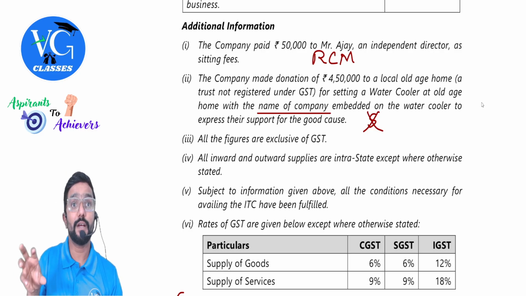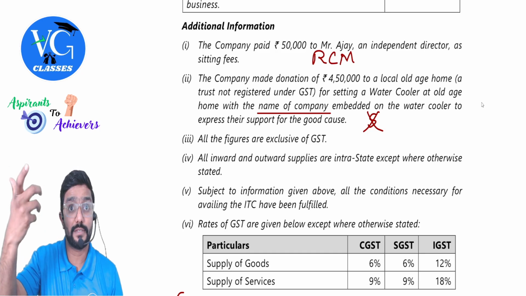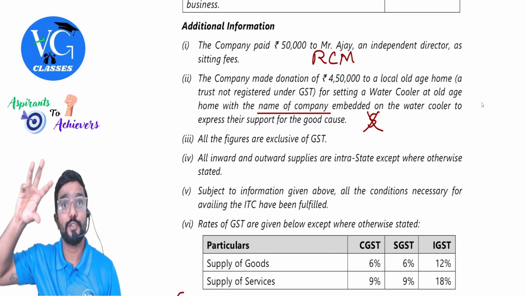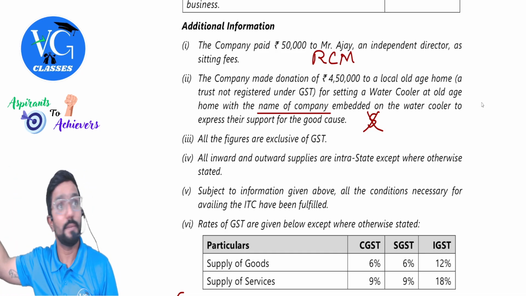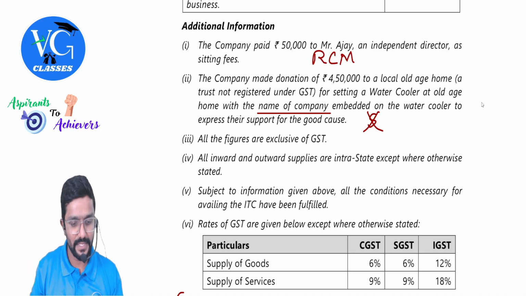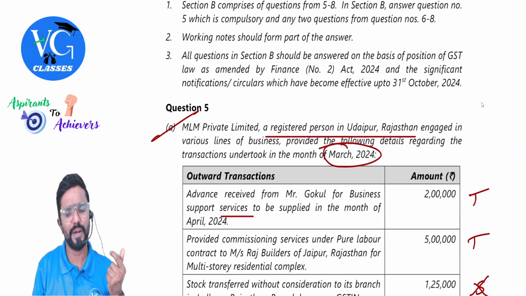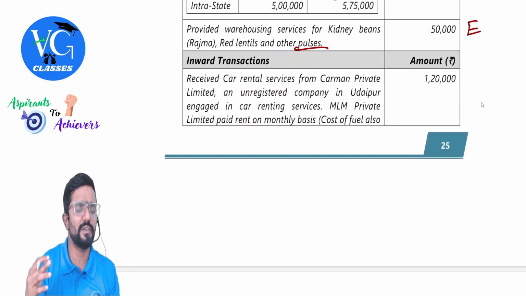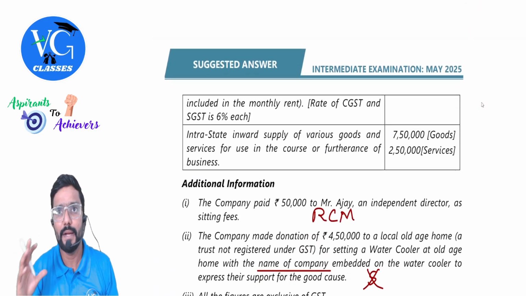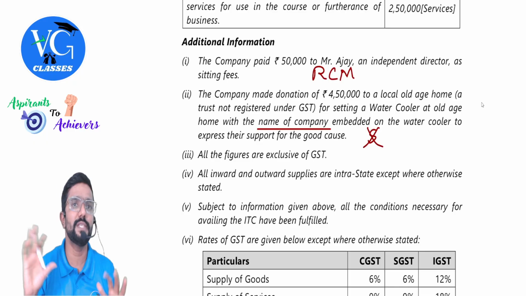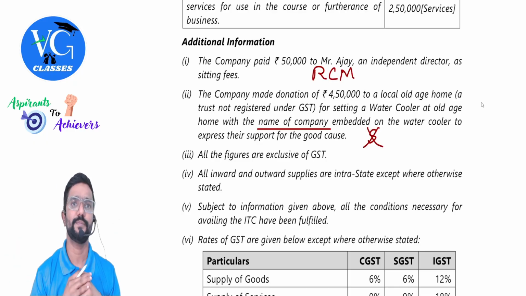See, if the name of the company only denotes the nature of business, for example, Vikas Software Solutions, then it becomes a promotion. Clear? Yes. What is the name of the company here? MLM Private Limited, which nowhere tells what business they are doing. Clear? So is there any promotion of the business? No, it is not a separate supply.